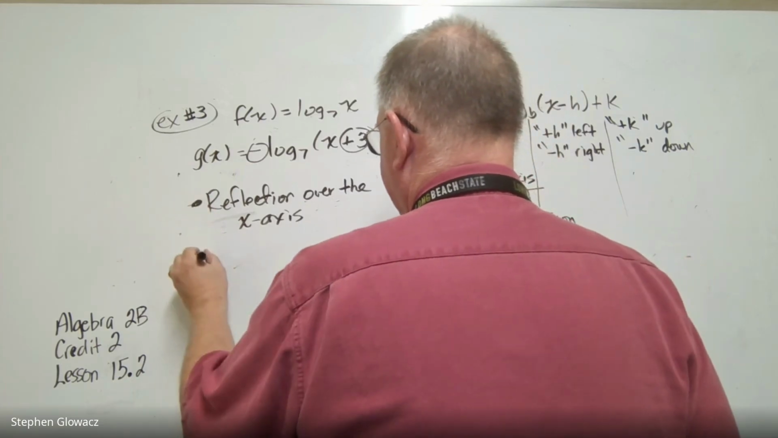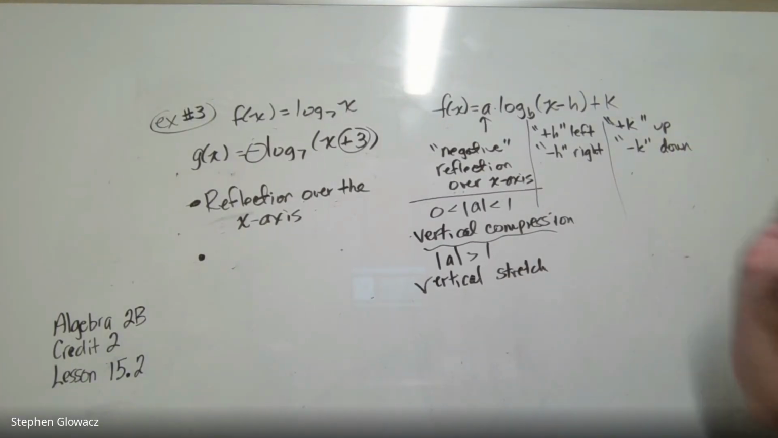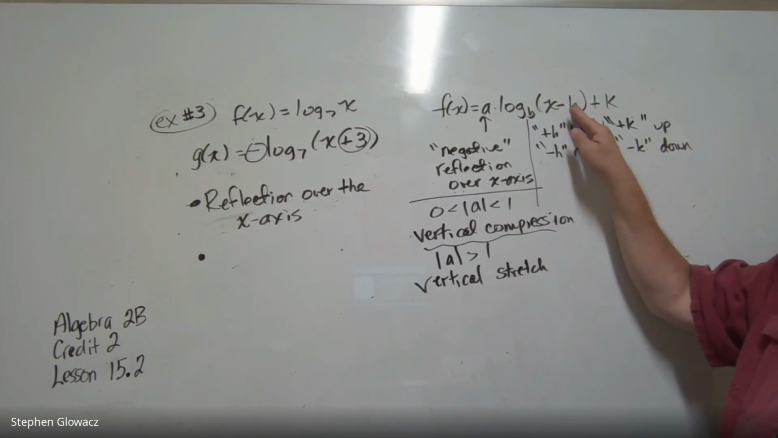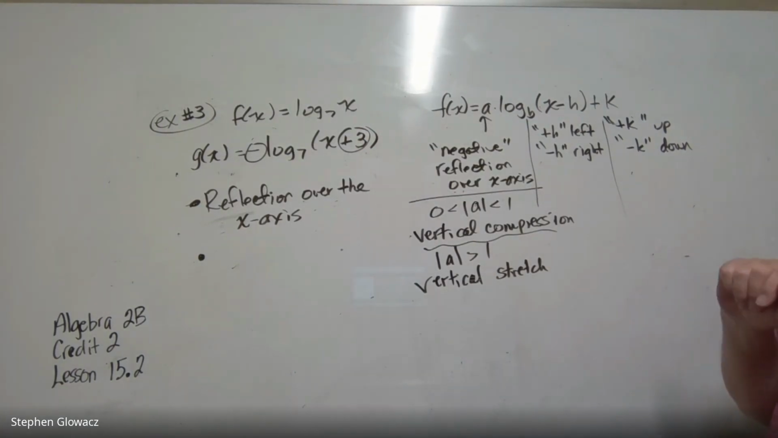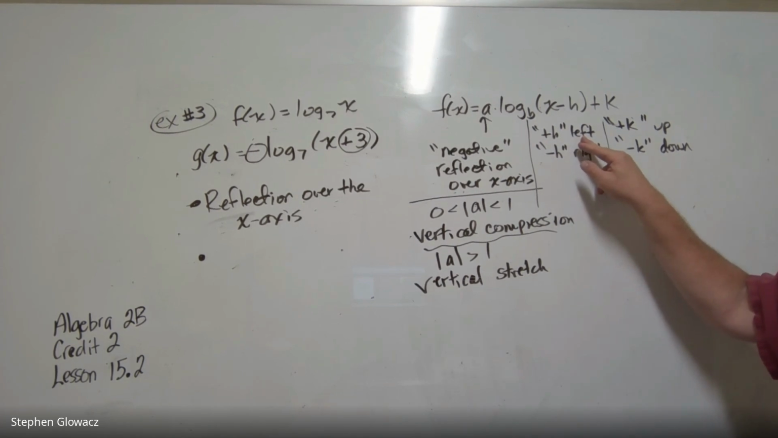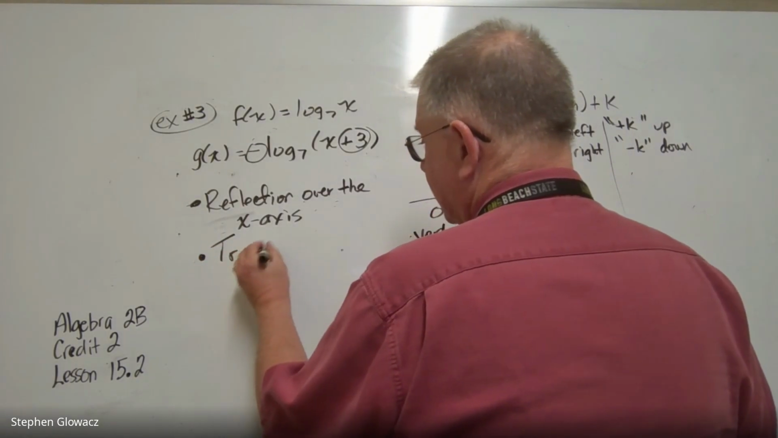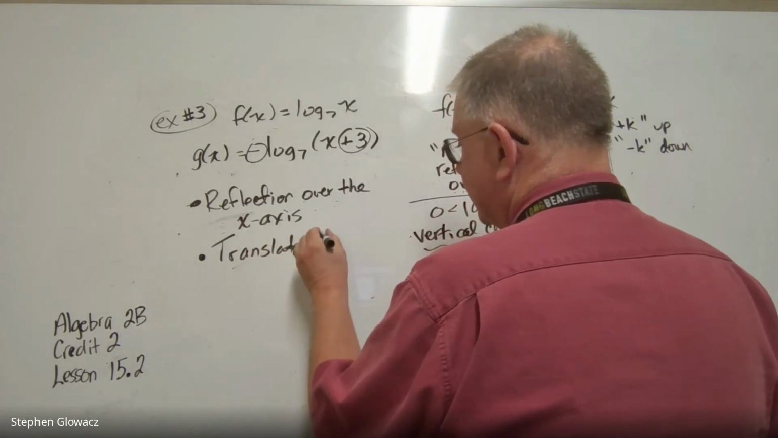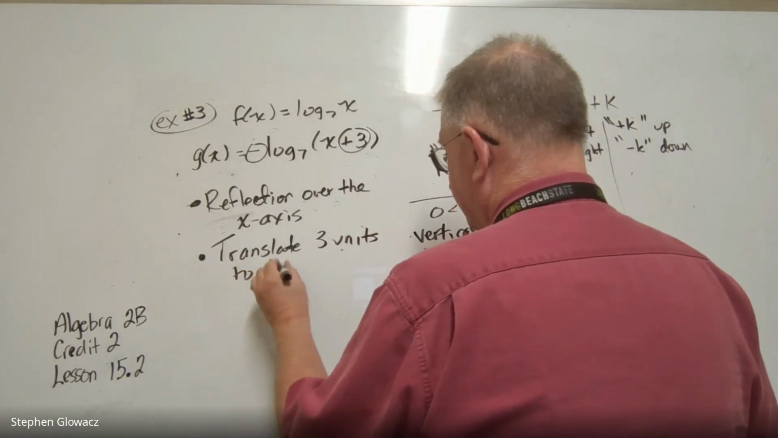And then the other thing here is 3. Now, is this 3, is that H or is that K? Well, if it's in the parentheses, it's H, and it is in the parentheses. So let's see, plus a number, plus moves us to the left. And so that's going to be a translation of 3 units to the left. So translate 3 units to the left.